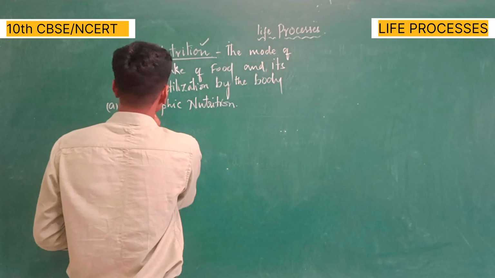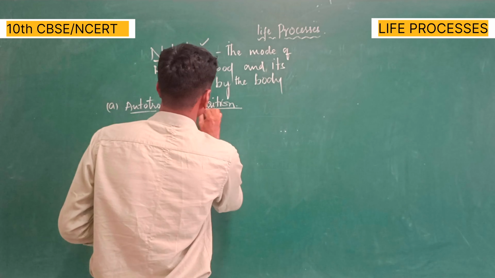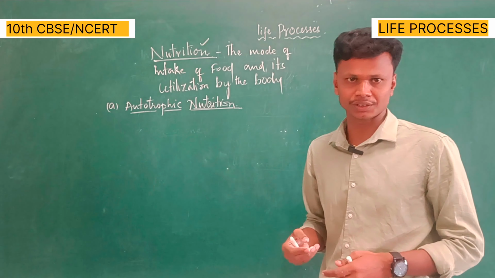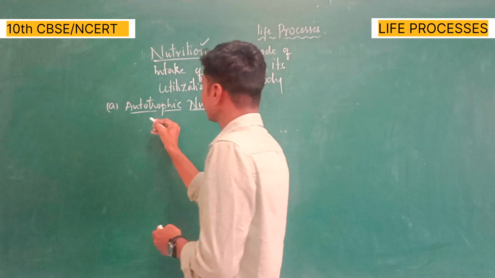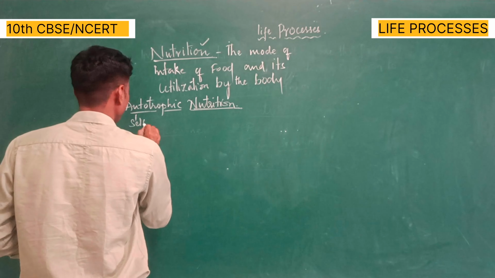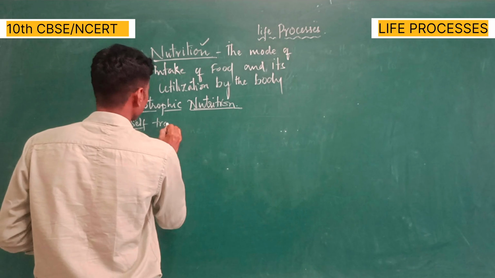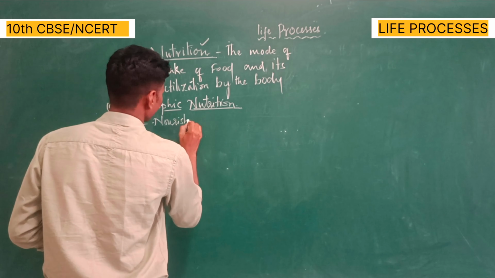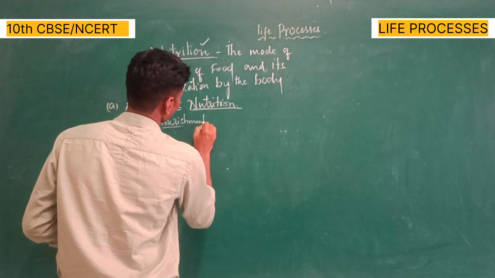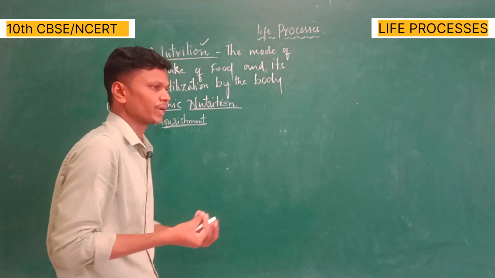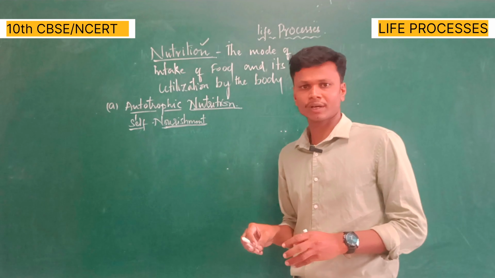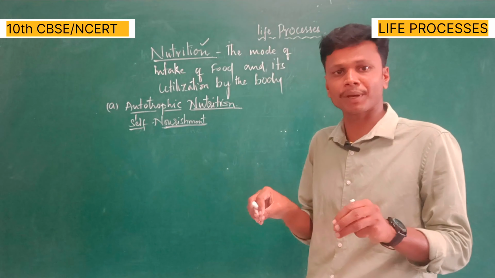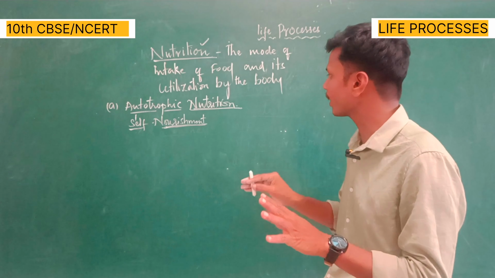What do you mean by autotrophic nutrition? Usually auto means self, and trophes means nourishes. So the organisms which nourish themselves, which prepare their own food, and the mode of nutrition in which the organism prepares its own food is called autotrophic nutrition.